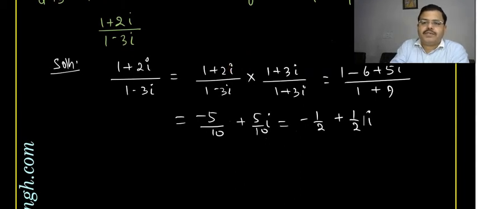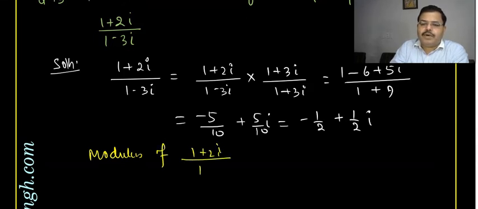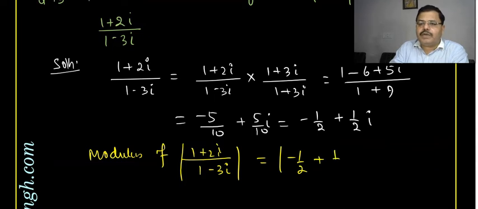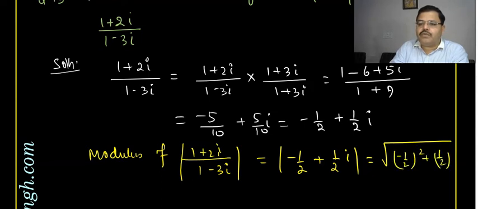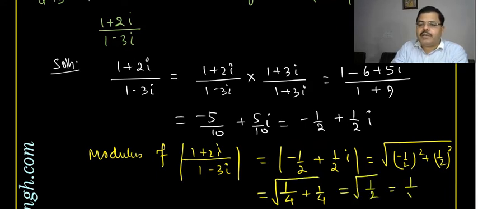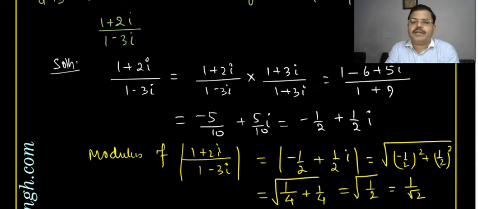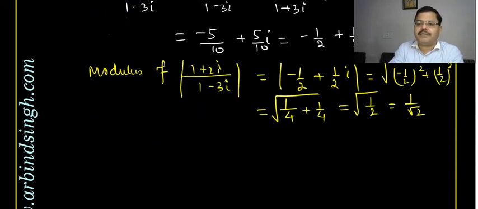Now, if I am looking for the modulus of this, modulus of (1 + 2i)/(1 - 3i) can be calculated as modulus of -1/2 + 1/2 i. That would be under root of (-1/2) whole square plus (1/2) whole square, x squared plus y squared. So that will be 1/4 + 1/4, which will be under root 1/2, that is 1/root 2. Even if you find the modulus of the numerator, that would be root 5 and the denominator root 10. So, root 5 by root 10 is 1/root 2. You can do that also. But because we have to find the polar form, I have represented it in this form.